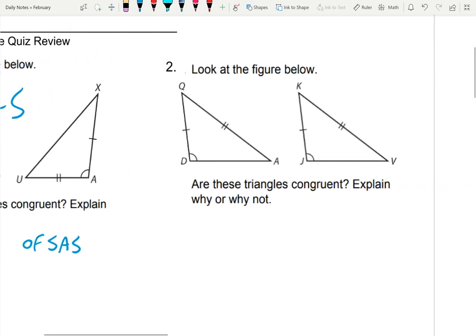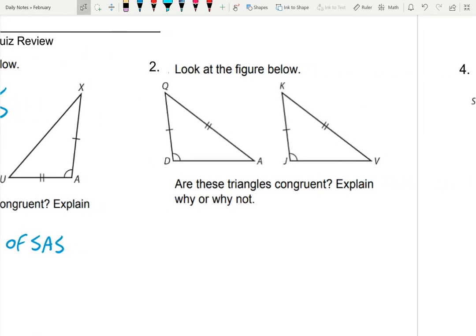So now let's look at number 2. Look at the figure. I think I didn't rearrange the order. This is how it is on your guys' thing, I believe. Look at the figure below. Are these triangles congruent? Explain why or why not. So here, again, let's identify what we have congruent. We have a pair of angles that are congruent. We have a pair of sides that are congruent, and we have another pair of sides that are congruent. So again, two sides and an angle.